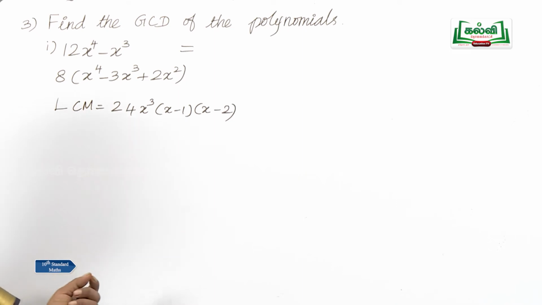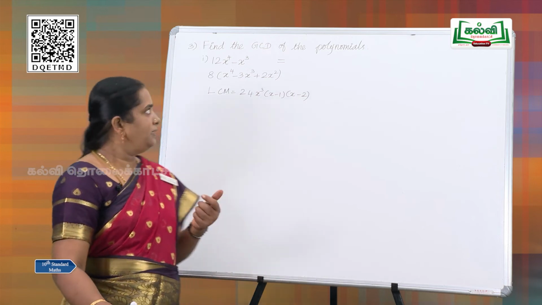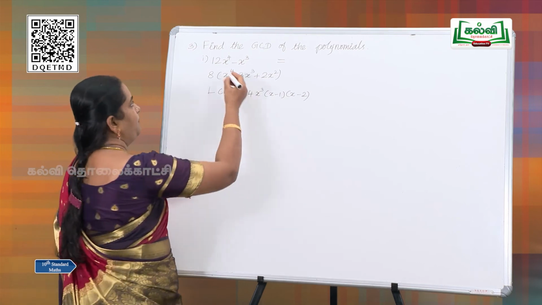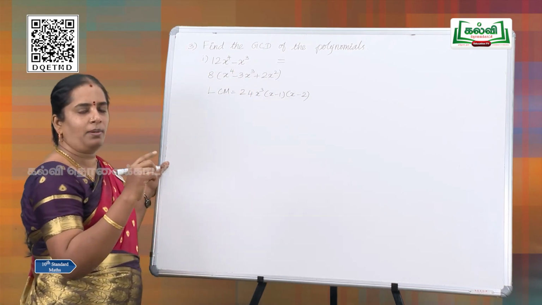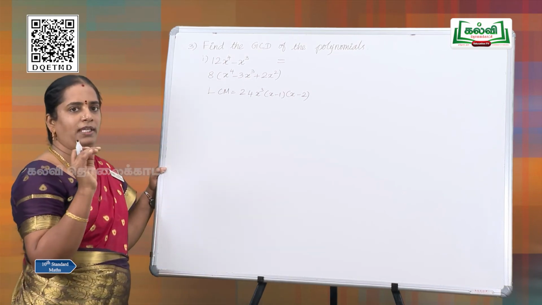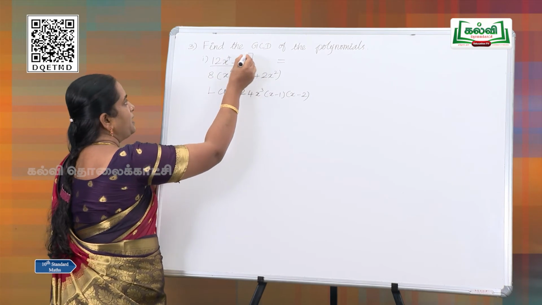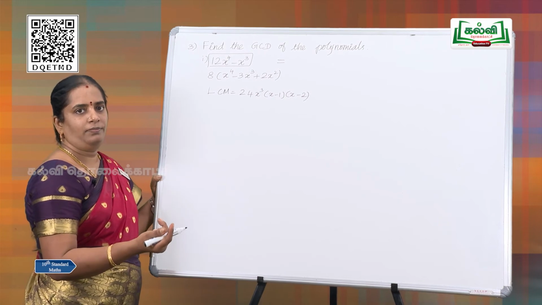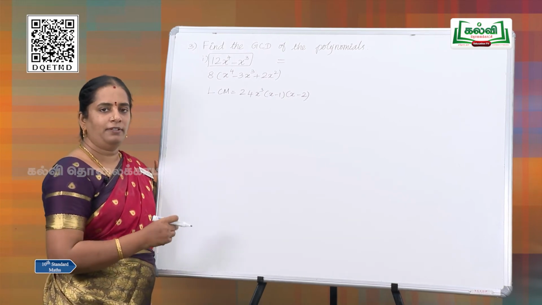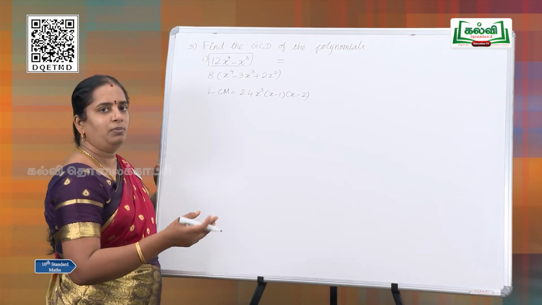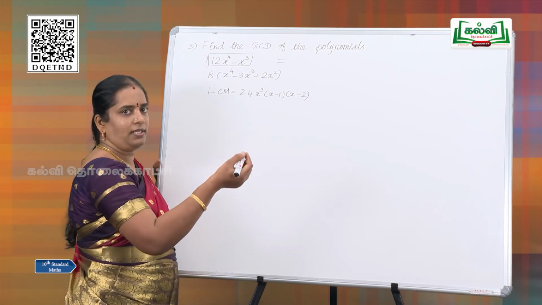See, in this sum, we have two polynomials and the LCM given. We have to find the GCD. First let us factorize these polynomials as we know already. Here x power 3 is common in both the terms. When we factorize a polynomial, we have to think that if the polynomial is a binomial or a trinomial or more, if it is not a monomial, we have to factorize and make it a monomial. Then only we can move to find GCD or LCM.